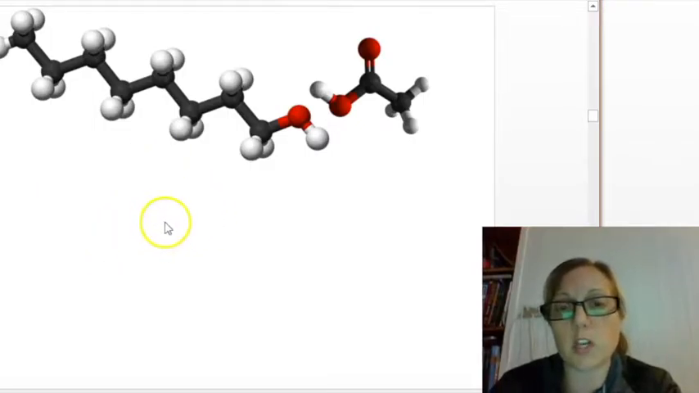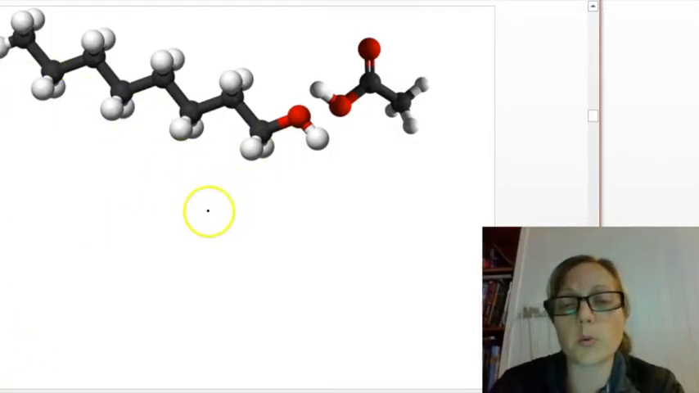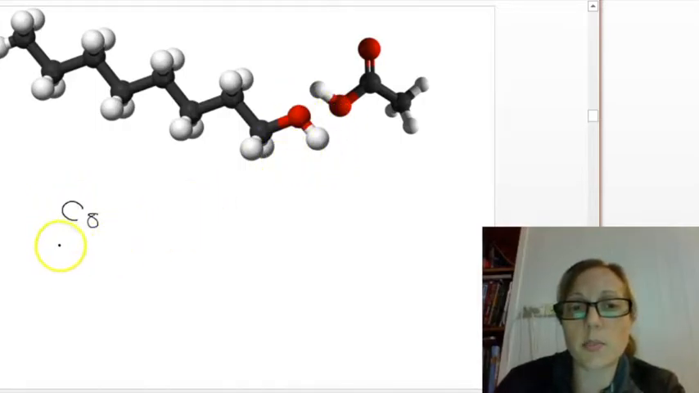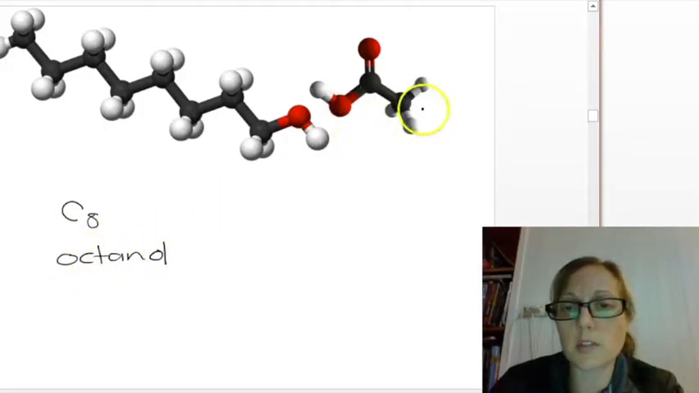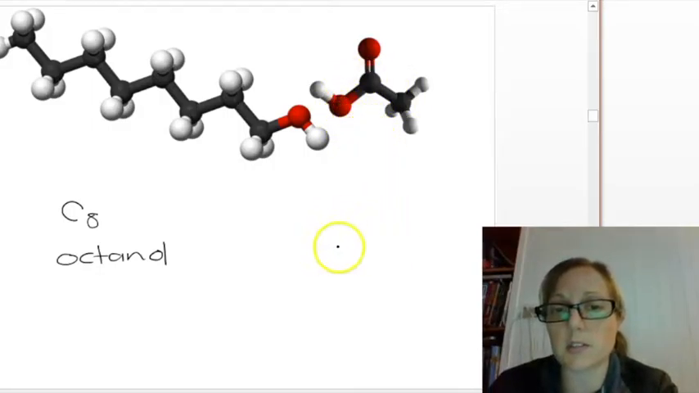So if we take a look at this one here, we've got a carbon chain that is 8 long for our alcohol, so we can see our OH functional group at the end here. So, and that would then make this octanol. And we can see on the other side we have ethanoic acid, so our carboxylic acid.